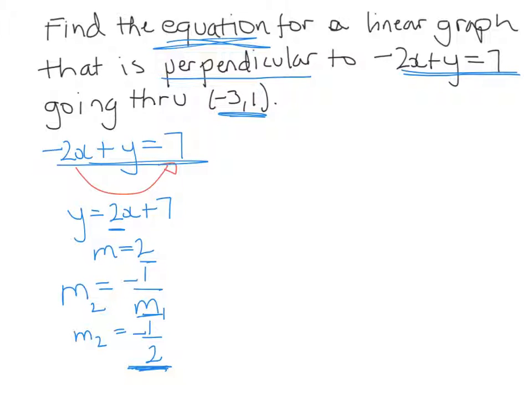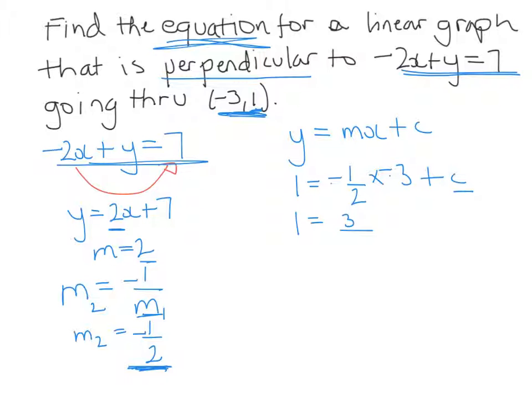So I have a gradient, and I know it goes through the point (-3, 1). So if I say y is equal to mx plus c, in place of y we'll have 1, there's 1 there. In place of m is negative 1/2, and x is equal to negative 3. The only thing I don't know is the y-intercept. A minus times a minus is a plus, and 1/2 times 3 is 3 over 2. So c is equal to minus 1/2.